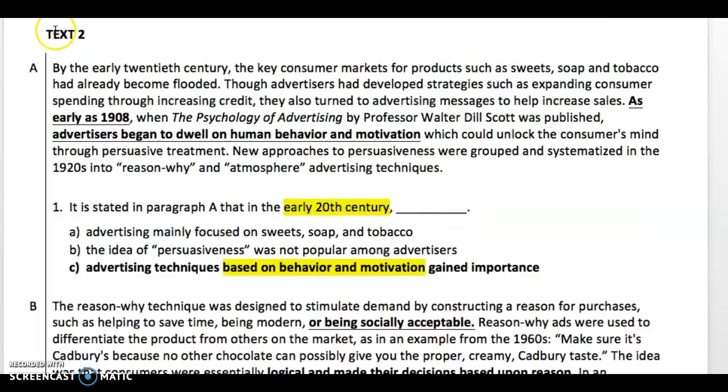Next to number 1. Well, you are lucky again because there is a time given in the question. So just go and find it in the paragraph here. It's the 20th century, as you know. And then we have the information followed here, human behavior and motivation, in the option C. And based on means dwell on. All right, they are synonyms.